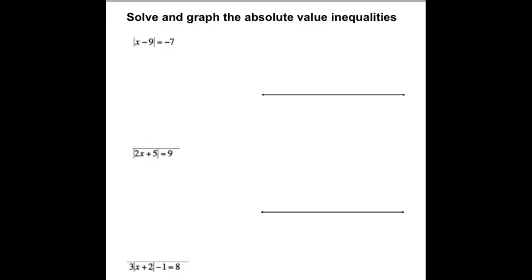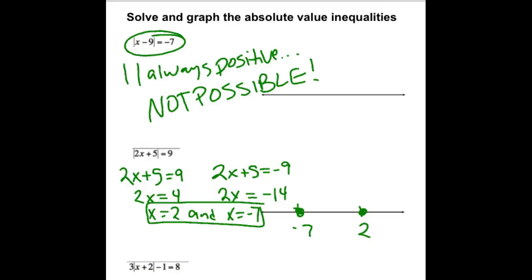All right, so here are some problems I want you to do on your own. Pause the video now and do these top 2. Absolute value of x minus 9 equals -7 and the absolute value of 2x plus 5 equals 9, and then check your answers. If that first problem stumped you, good.